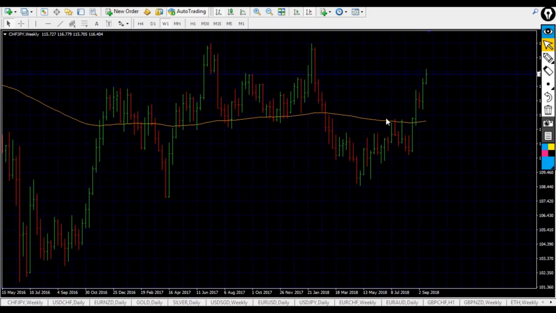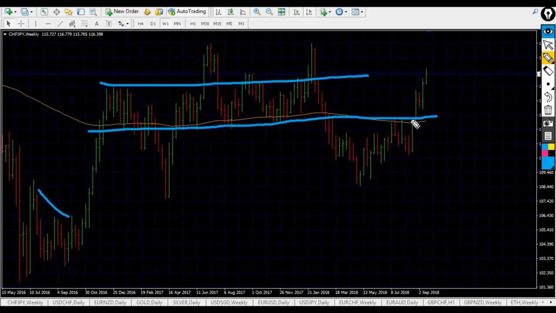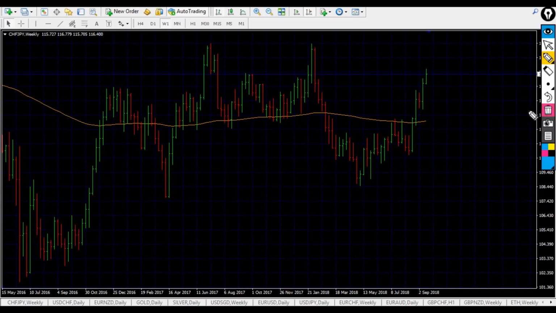Once I've added this line, you see that in the previous video we drew a lot of lines, including the bottom line. But when I add my moving average, I no longer need that line. Had I failed to draw that line, this moving average is the bottom line. In fact, it now acts as a confluence, where I have my support and resistance line coupled with my 150 moving average.